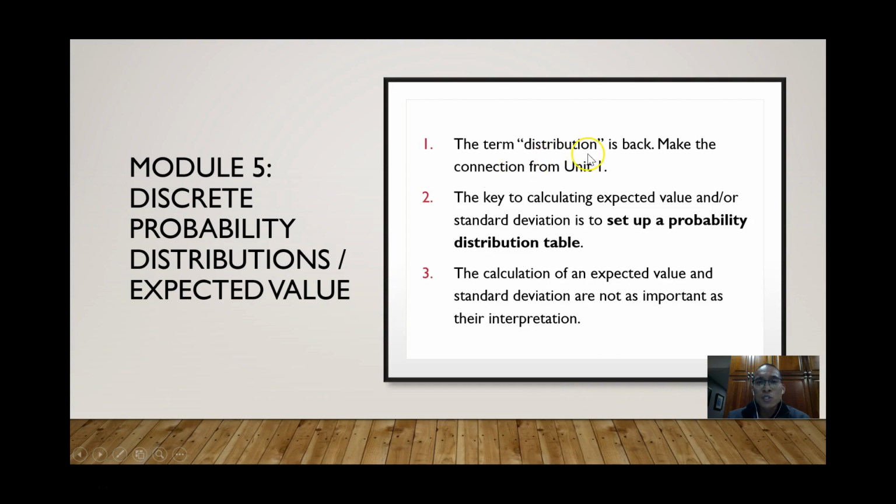First, the term distribution is back, and I said this was going to be an important term before. Remember, it talks about every possible value and its frequency. Well, now, with probability being the same thing as frequency, but in the long run, we see it's the same exact definition. We're going to be looking at every single possible outcome of some random event and its probability, or its relative frequency in the long run. So make that connection that we saw from Unit 1.